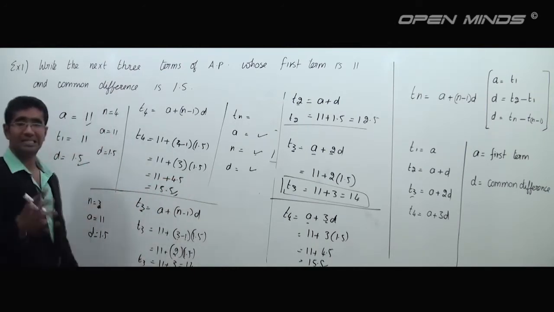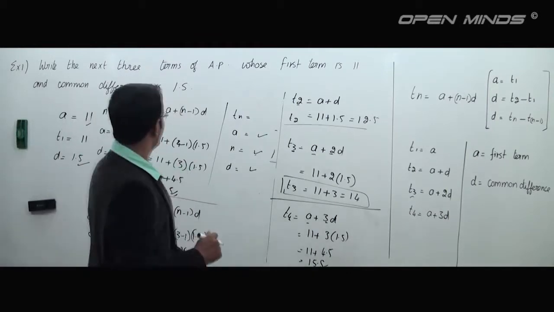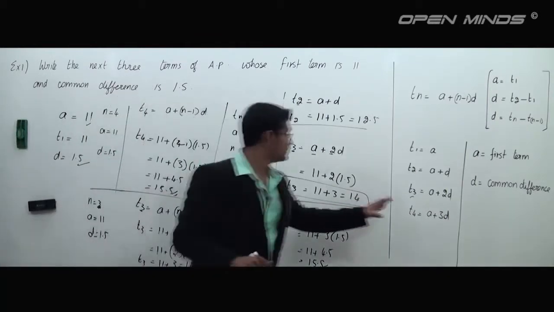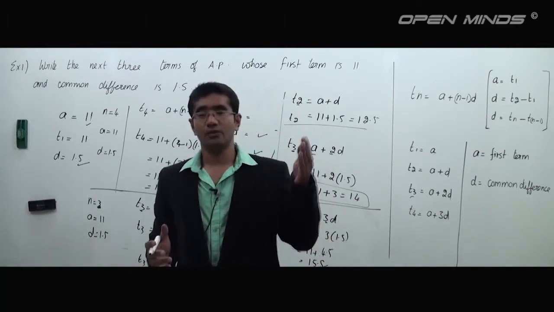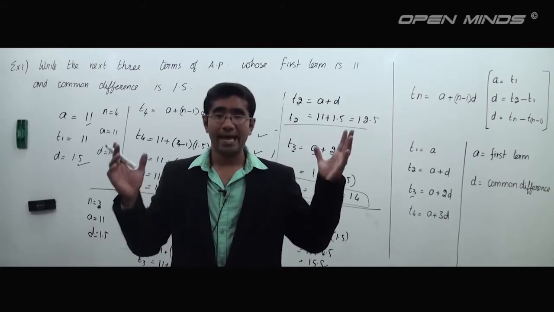So we did the same problem in 3 different ways, isn't it? We can use a general formula, we can use this formula, or we can use that the next term can be found if you know the previous term and the common difference. Any of these is fine.